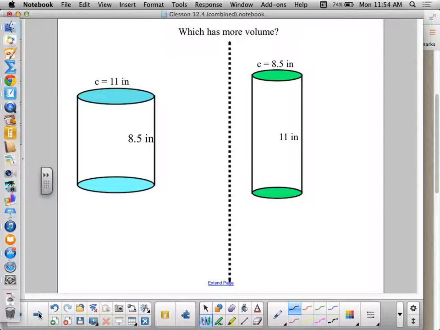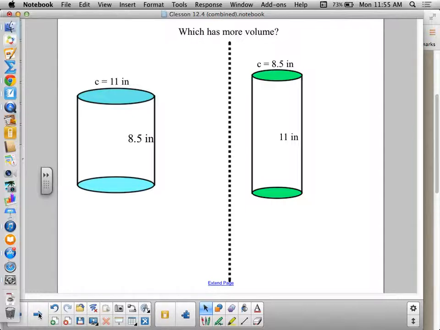Always an interesting question. If I take an 8.5 by 11 sheet of paper, and I wrap it this way, I get a cylinder, right? Essentially. And if I do it this way, I also get a cylinder. Which one has more volume, or are they the same? Okay. Most people say it's the same. What do they really have the same? They have the same lateral area, don't they? Okay. Which one actually has more volume?